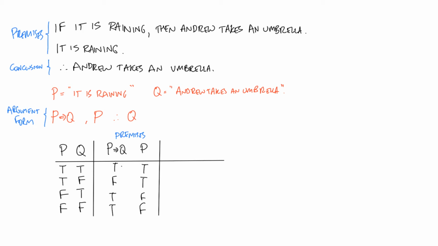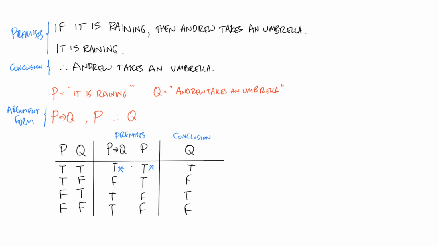Well, there is only one row where both of the premises are true, which is this one. This is the only row where we believe both of the premises. So we would hope that in this row the conclusion is true. The conclusion for this argument form is Q. Well, let's fill in the column for Q, which is true, false, true, false.